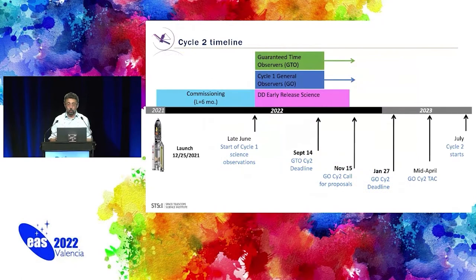For Cycle 2, just to mention that the call will be out in mid-November with a deadline of January 27, end of January. And therefore, people will have time to familiarize themselves with the data, since the first data will be released in 2 weeks, until the time of the deadline.